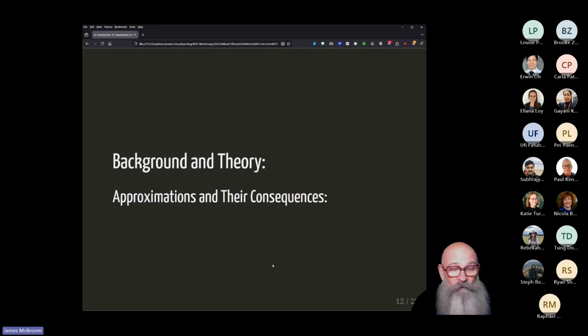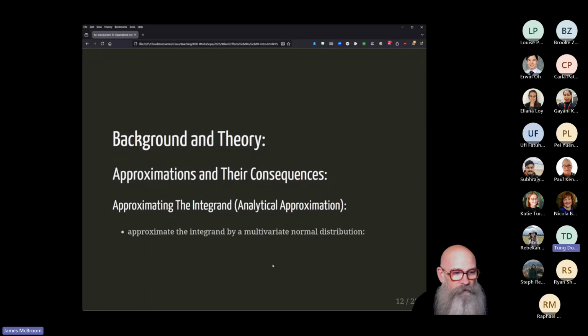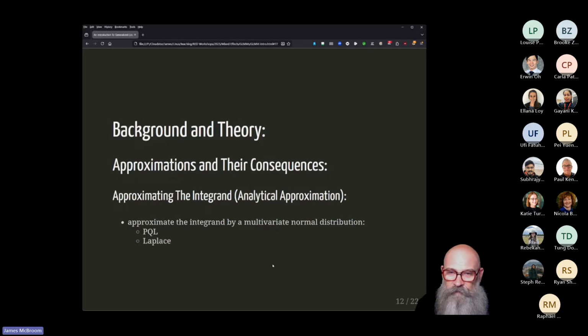Okay. All right. So what are the consequences of these two approaches to approximating this likelihood? There's always consequences when we approximate things. There's always trade-offs. Don't get something for nothing. So approximating the integrand, which I call analytical approximation. There are two main approaches that you'll see in the statistical literature that would fall into this category. One's called penalized quasi-likelihood. The other one's called the Laplace integral approximation.